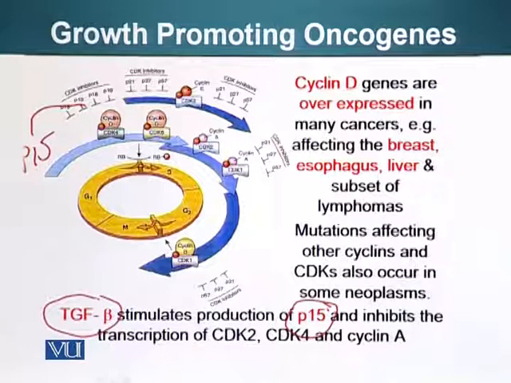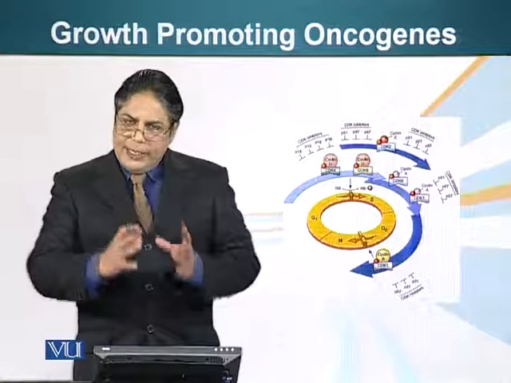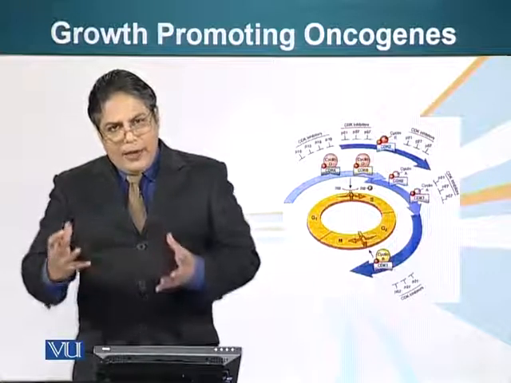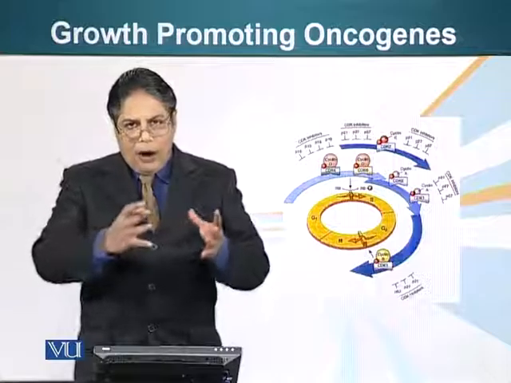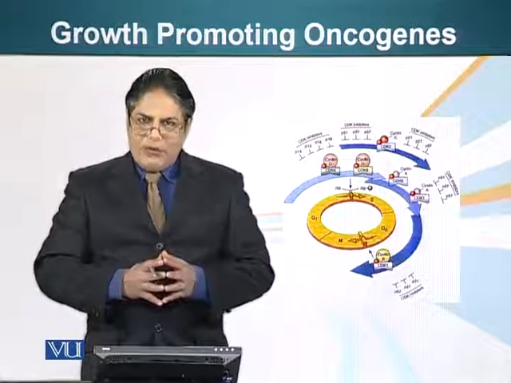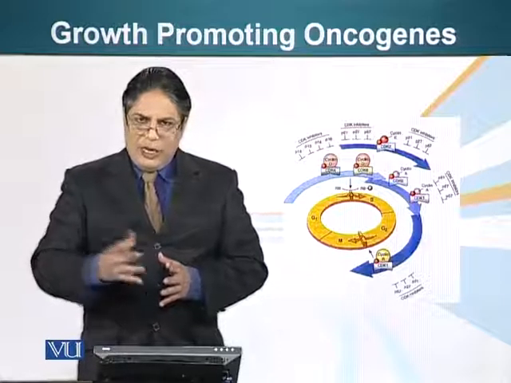So here we have just talked about how cyclins and CDKs, if there is a mutation in them, can result in neoplasms, and how there are other molecules that inhibit their function. We will continue our discussion of neoplastic transformation in the next module.